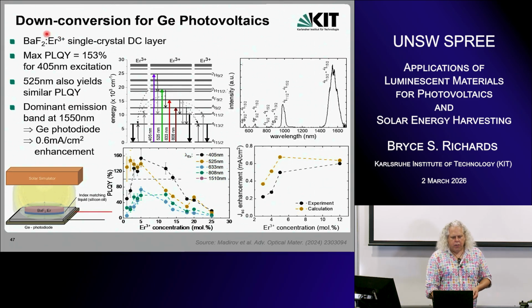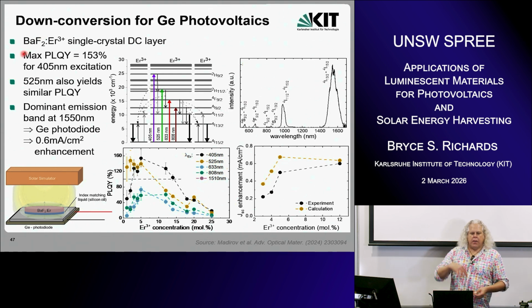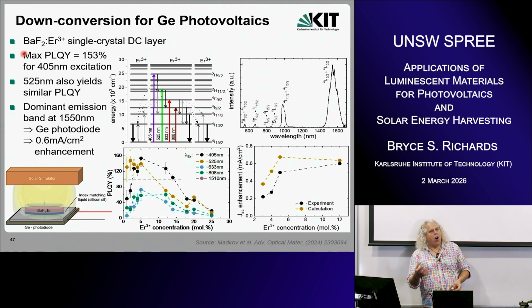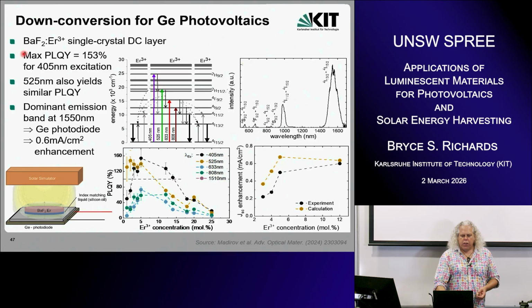And we observed that if we excited erbium in the violet or blue or green regions of the spectrum, shown here, black is the UV excitation, and this brown color is the green excitation, you can see that we started to measure quantum yields of about 150%.